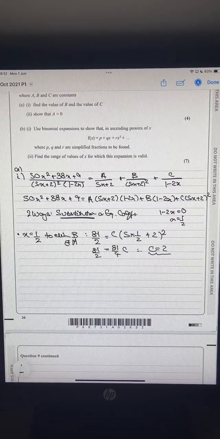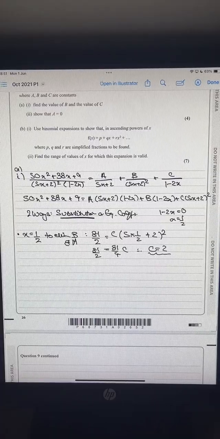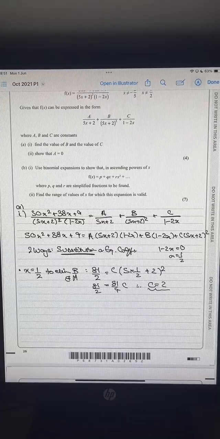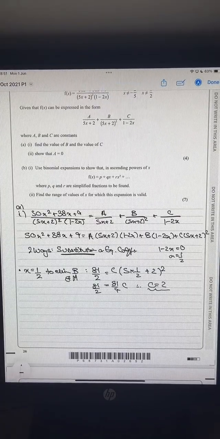Part A is calm, part B is a bit confusing. Part A is pretty standard, part B is confusing because there's just a lot going on and a lot to remember, but I'm going to walk it through step by step, broken down. Hopefully it's not too confusing by the end. Okay, so that's my C value.